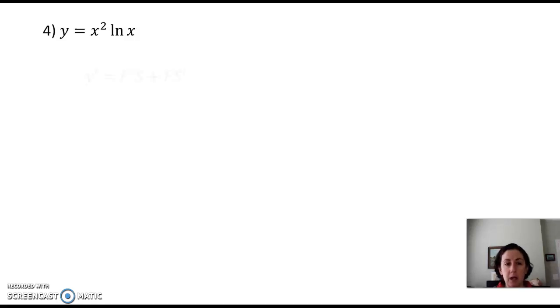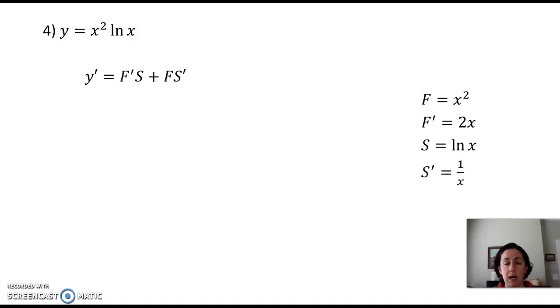So remember your product rule is the derivative of the first, which is going to be x squared, times the second, and the second is going to be the natural log of x, plus the first times the derivative of the second. So if you want, on the side, you can label your first as x squared. The derivative of that would be 2x. Your second would be the natural log of x, and the derivative of that would be 1 over x. And then you can plug them into your little formula, f prime s plus f s prime.